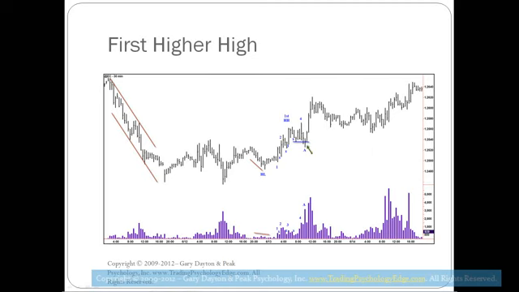Okay, so we're back now, and let's now get into trade setups here. We're going to talk about the first higher high. This is a bread and butter trade setup for me. In other words, I take it whenever I get the opportunity to do so.